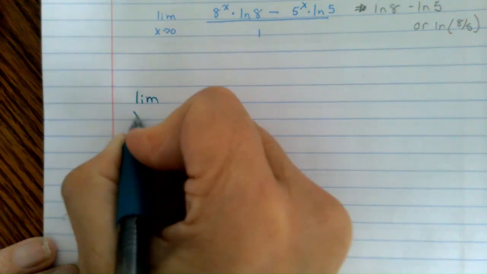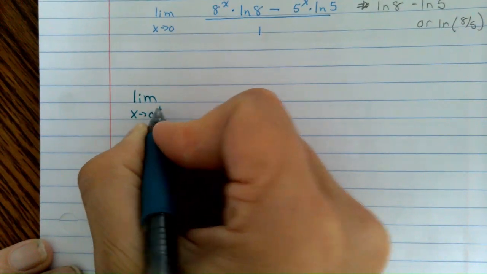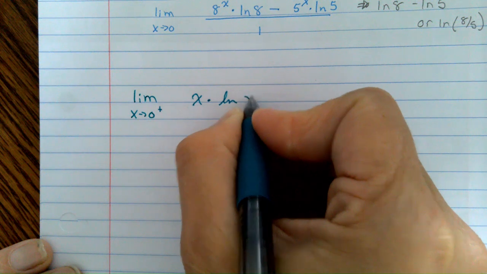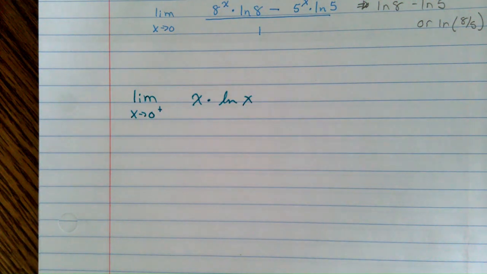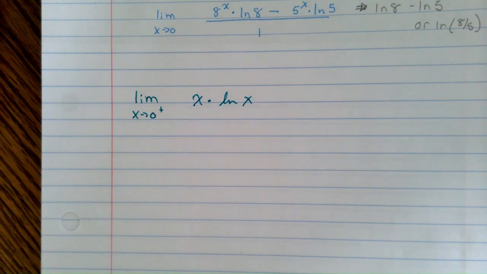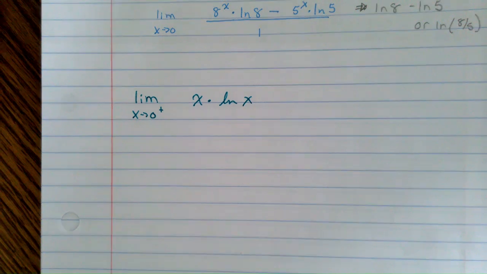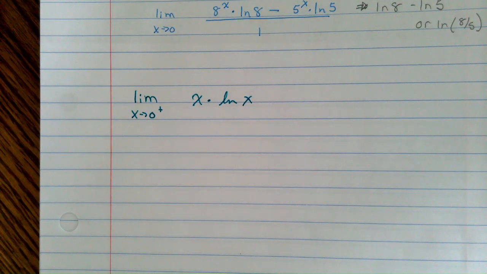The limit as x approaches 0 from the right of x multiplied by the natural log of x. Now, why is it important that it's from the right? We know the natural log of 0 does not exist, so I cannot substitute it. But you might be going, well, we're up the creek without a paddle. L'Hopital's rule doesn't apply. You're right. It doesn't at this point.